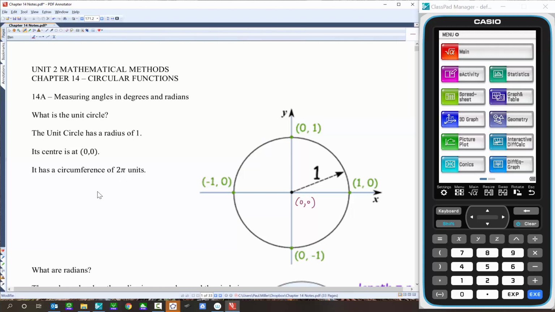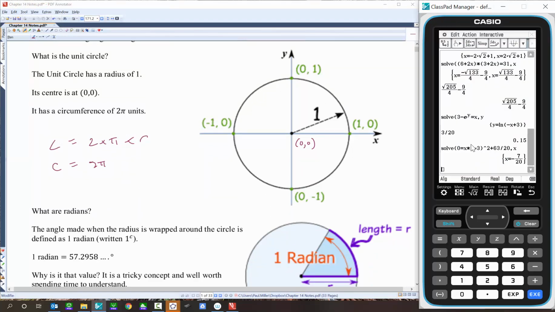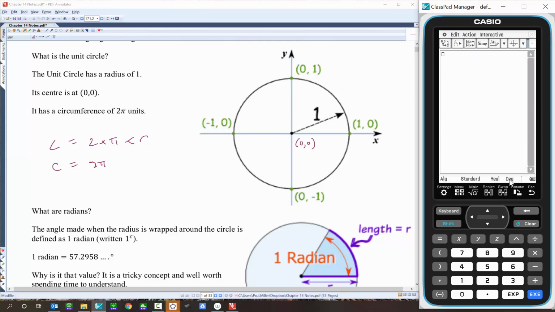Now, why 2 pi? Well, remember circumference equals 2 times pi times the radius, 2 pi r. And the radius of the unit circle is 1. So the circumference is 2 pi. Now to get to the point with your calculator where we discuss what radians are, you would have seen this stuff on your calculator. Note that I'm in what's called degrees mode here.